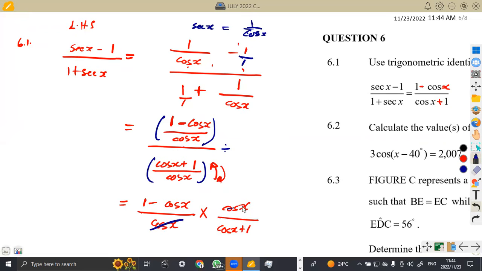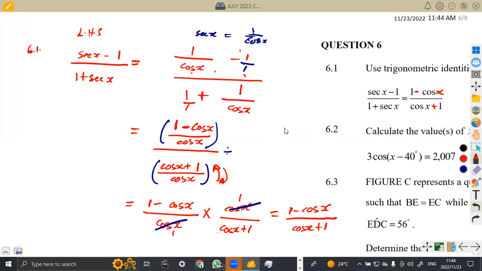So cos x and cos x can cancel. That means we are going to have 1 and 1. So 1 minus cos x times 1, that's 1 minus cos of x over cos x plus 1, which is going to remain as it is. All right, let's see if it is truly the same thing that we had, 1 minus cos x over cos x plus 1. So that's what we had on the right-hand side. This is exactly what we had.